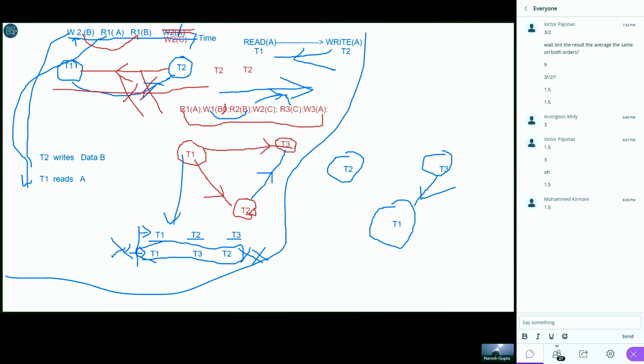No, nothing. So let's forget it. R1A. Anybody else has A? No. Nobody else is doing anything with A. Next one is B. W1 works with B. Right next to it is R2B. So what does that mean? That 1 must come before 2. Let's keep on going. Oh, there is no other B.